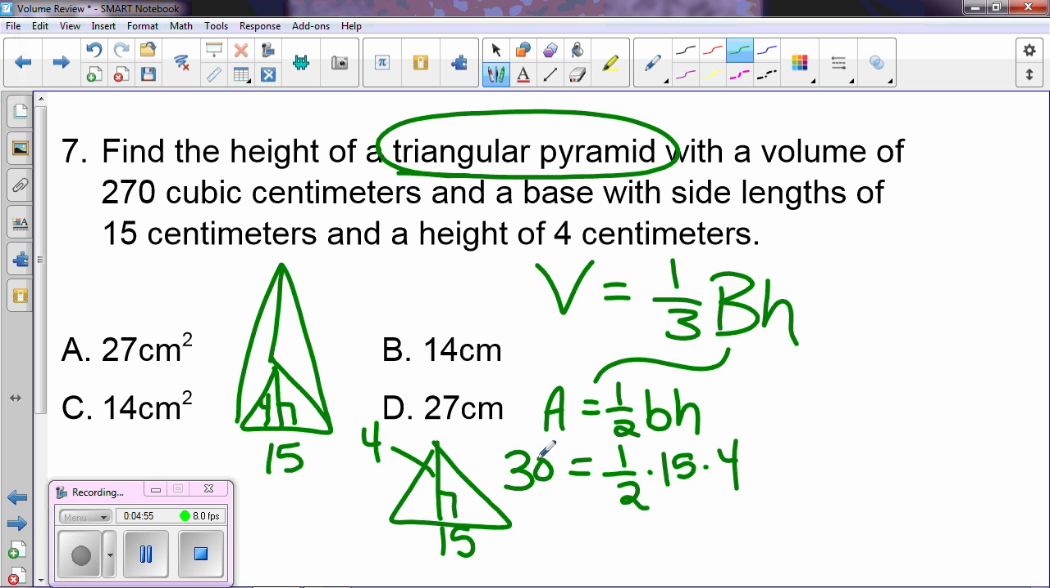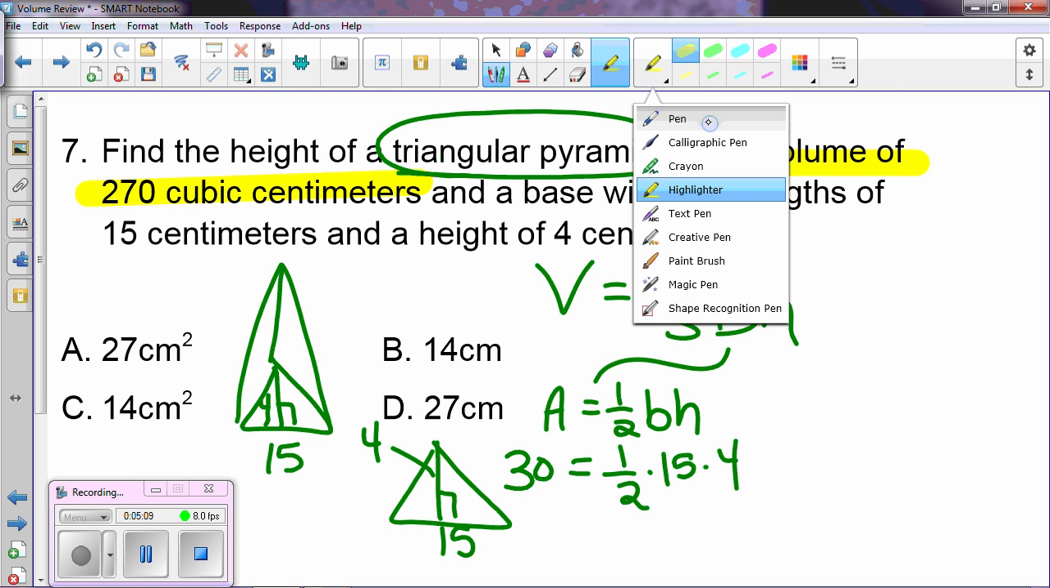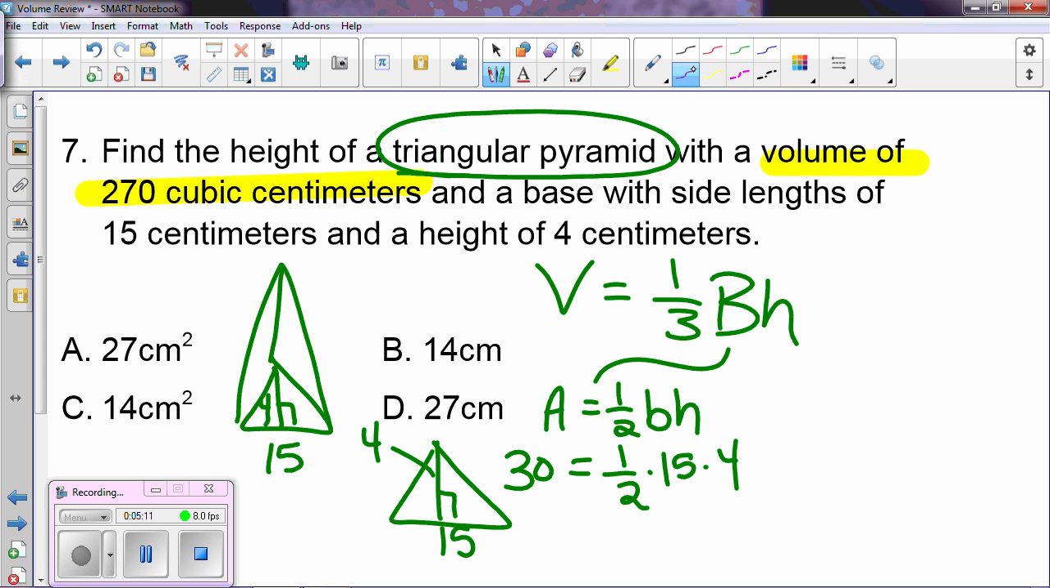Now, what else do we know about the problem? Find the height of a triangular pyramid with a volume of 270 cubic centimeters. So we actually know the volume. So once you figure out the pieces that you do know, let's plug them back into our equation. So instead of V, I'm going to put 270 equals 1/3. We just found B to be 30, and we don't know H. We do not know our height.